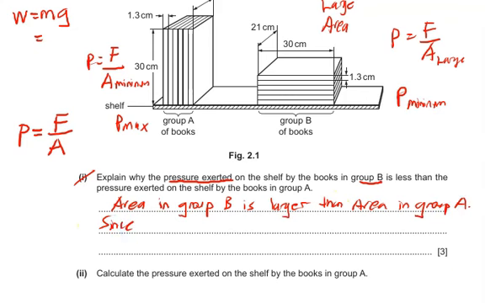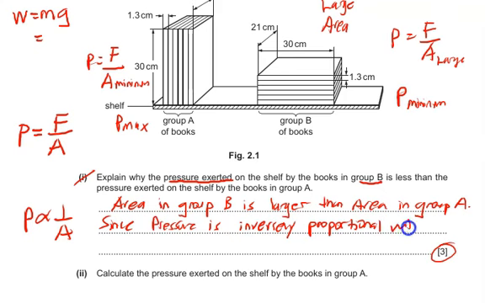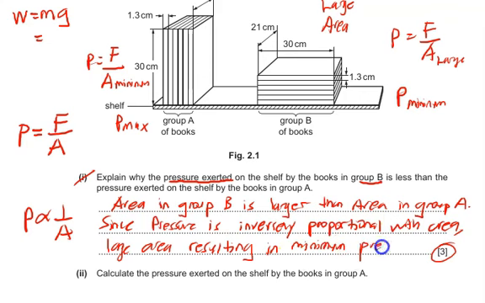And you can add on here, since please look at the marks, right? Since pressure is inversely proportional to the area, you can say that a large area results in minimum pressure, or a small amount of pressure. So this is the explanation for this question.